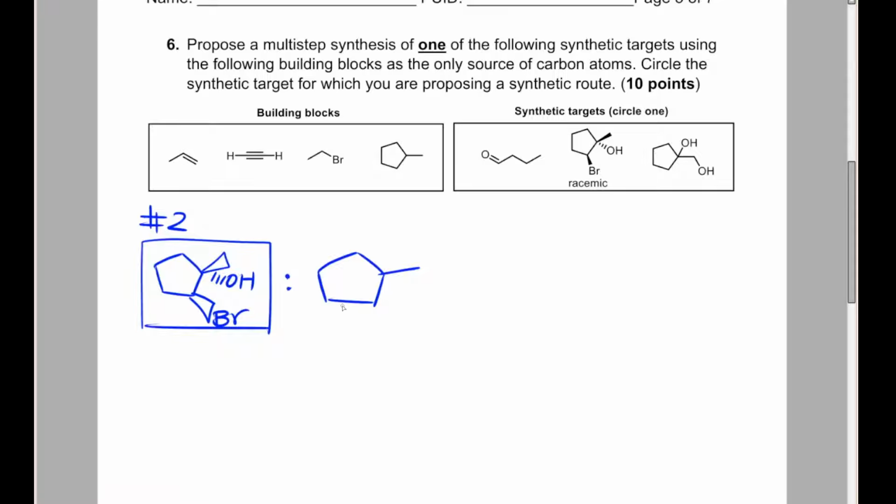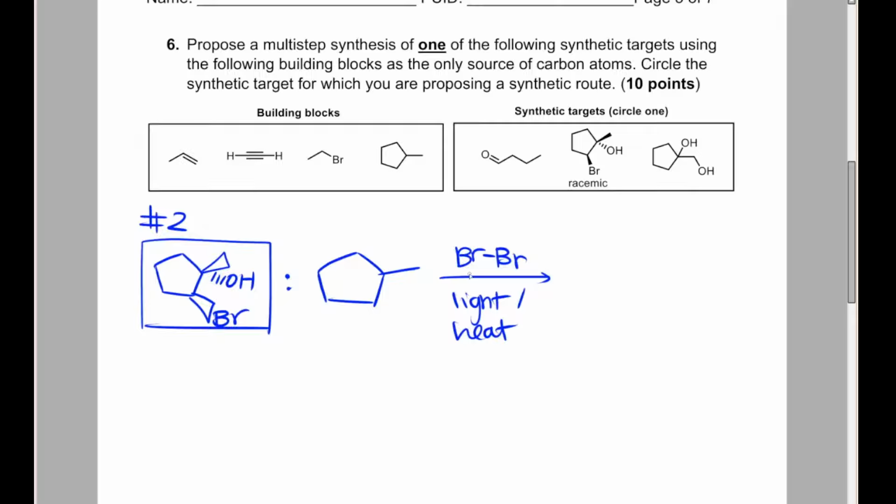The first thing we probably want to do with this building block is to add a bromine. We can do this by doing a radical reaction with dibromide and light or heat, because if we do this, it's going to be a Markovnikov addition of bromine. So it's going to add a bromine here, and then we're going to be able to transform it later into an alkene, which will allow us to add the alcohol group and the other bromine.